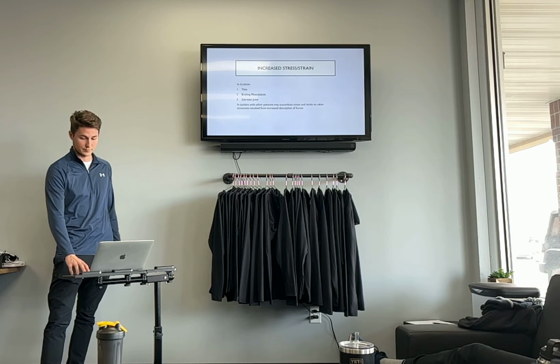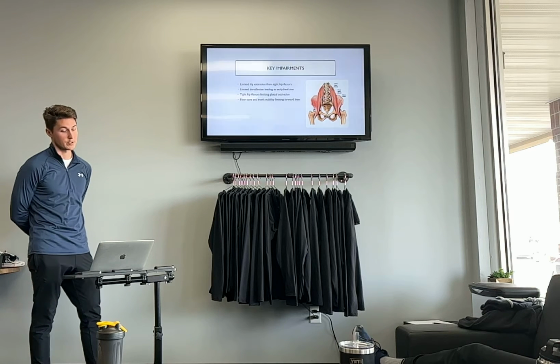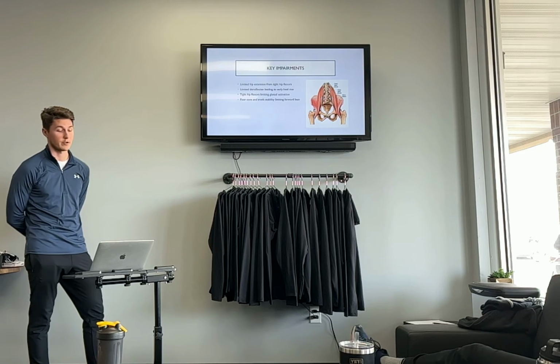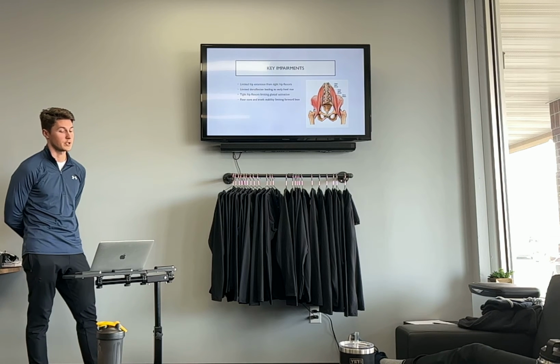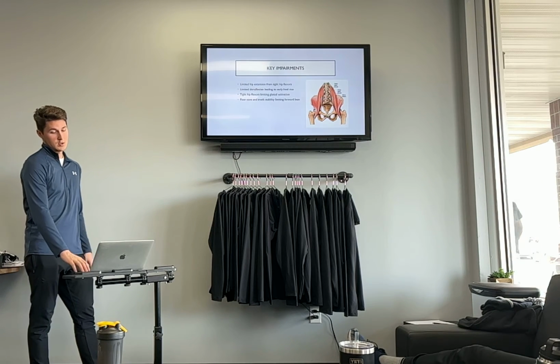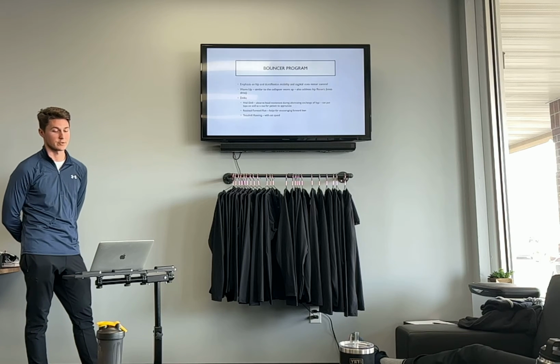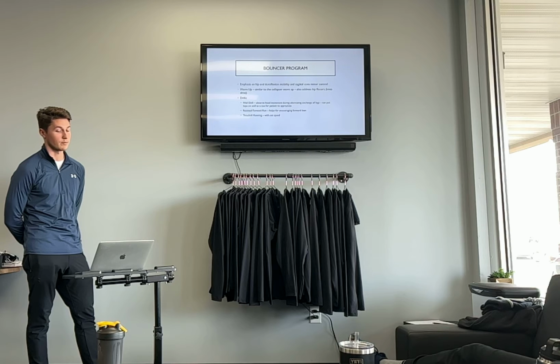So key impairments for this one are limited hip extension, generally from tight hip flexors, limited dorsiflexion leading to early heel rise, tight hip flexors limiting gluteal activation, and poor core and trunk stability limiting forward lean. So with this, our emphasis is on hip and dorsiflexion mobility and sagittal core motor control.